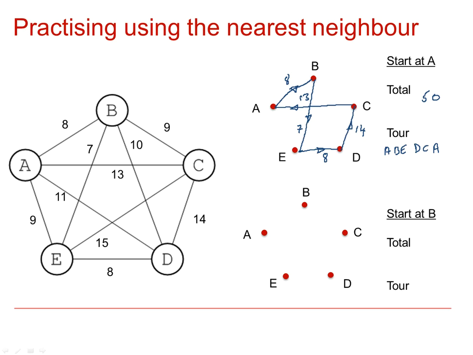Or we could start at a different vertex, so this time for example at B, and from B we would go to E, which is of weight 7, then to D, which is of weight 8. And then from D, the closest one is A, which is 11. From A to C is 13, and then finally get us back to B, which is 9. So if you add those up, you find that we've got a total of 48, and the tour is B, E, D, A, C, B.